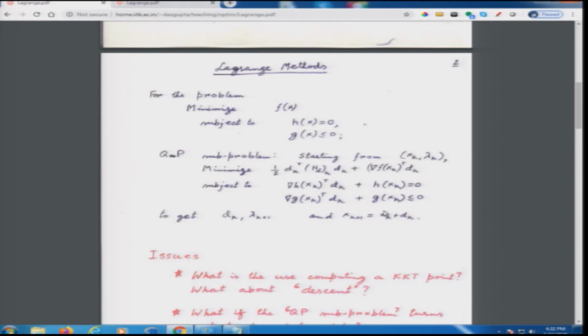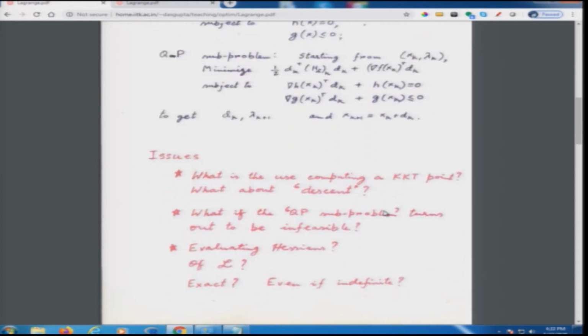So, it is not that simple. Why? Because of several things. One is, first attack is on the way we are doing it. What is the use computing just a KKT point?